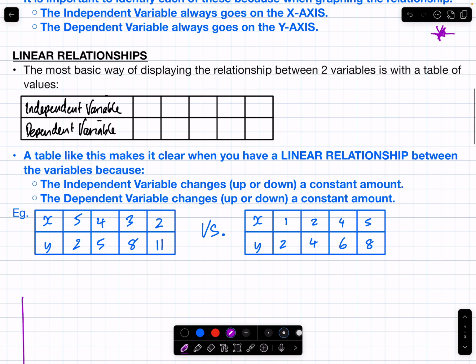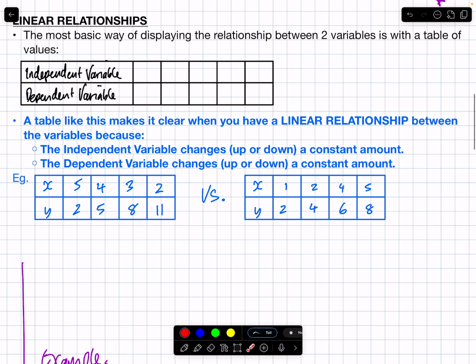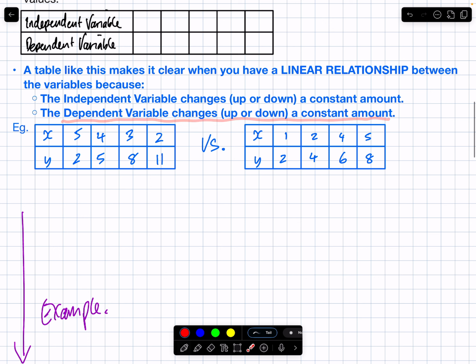So the most basic way of displaying linear relationships between two variables is with a table of values like this. You'd want to put the independent variable in the top row and you'd put the dependent variable in the bottom row. Why is that useful? Well, a table like this makes it clear when you have a linear relationship between the variables because you'll see the independent variable changes up or down a constant amount and the dependent variable changes up or down also a constant amount. So let's examine here.